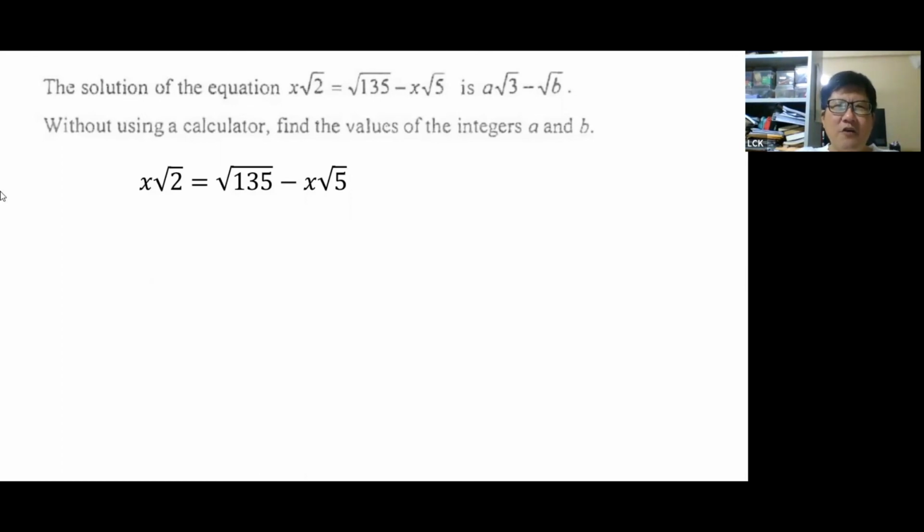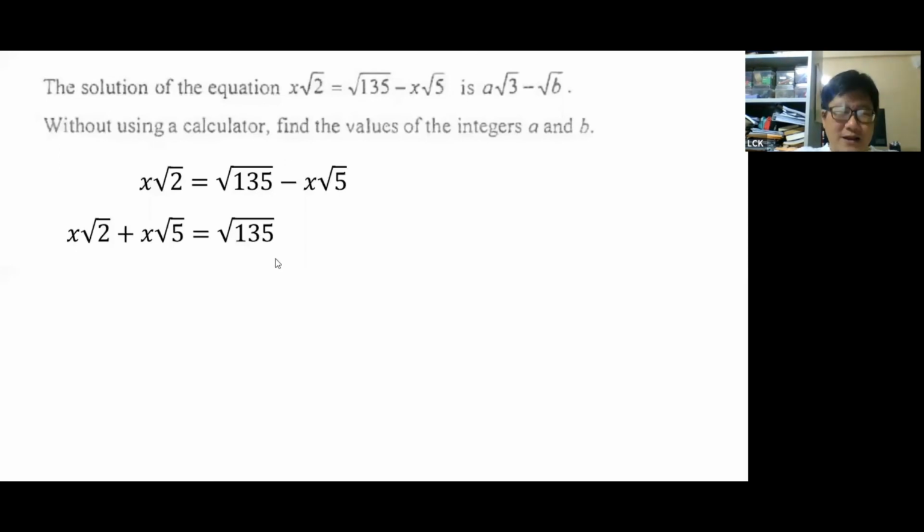Because we are solving for x, we want to find out the solution of this equation. We want to solve for x. So to solve for x, we need to isolate x. So that's what I do. I bring the terms with x to one side. So you have x square root 2 plus x square root 5. I brought this over. Why did I bring it over? Because I want to isolate x. Why do I want to isolate x? Because I want to solve for x.